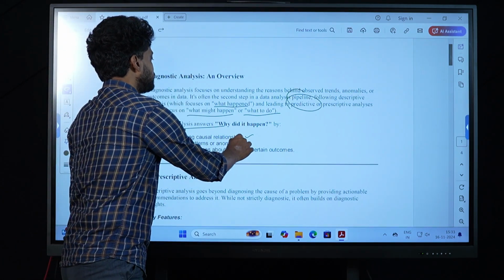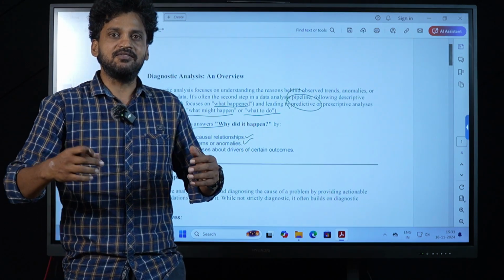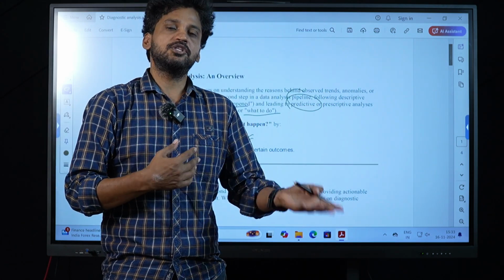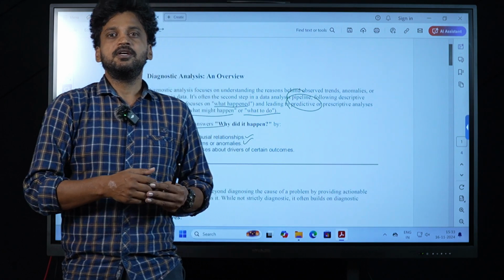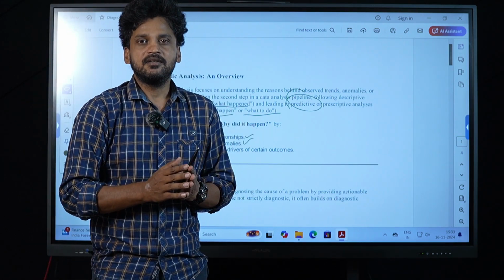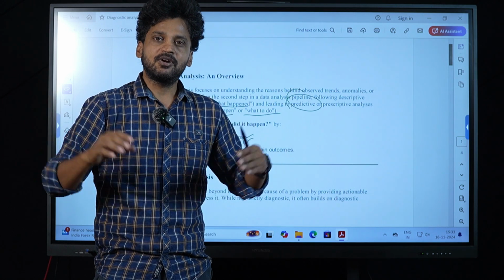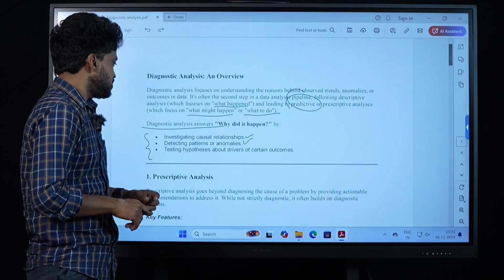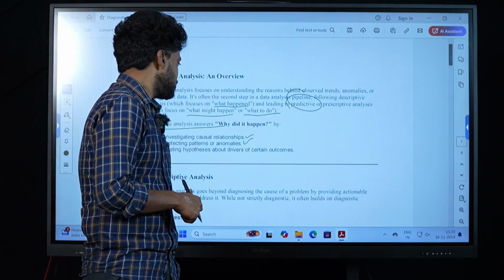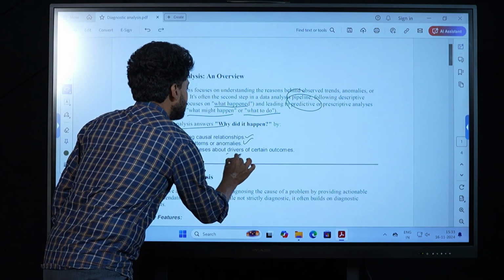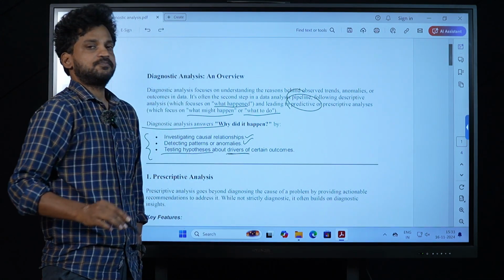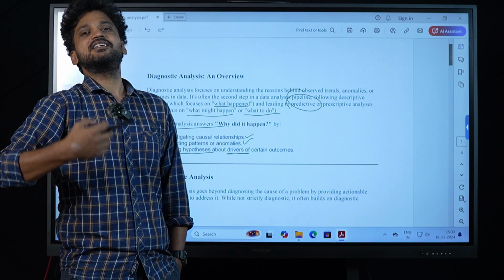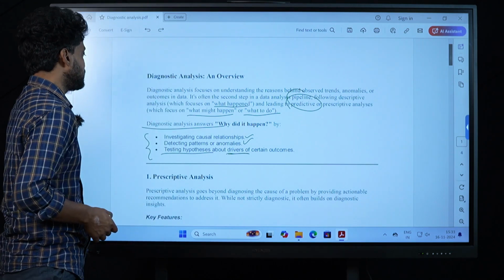Next is detecting patterns or anomalies. What actually are the anomalies between the events or even between the data points? What exactly are the patterns with respect to the stock or with respect to past events, such as our weather forecast, can be analyzed by detecting the patterns. Now, testing hypotheses about the drivers of certain outcomes. What actually drives these events? When we talk about hypotheses about the drivers, what is the driving force behind these events? We are going to talk about testing the hypothesis.